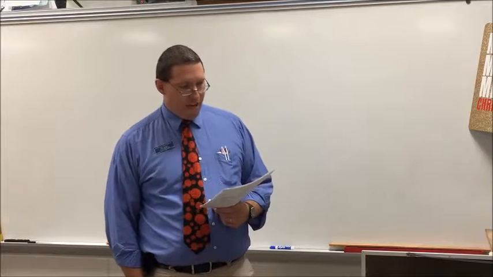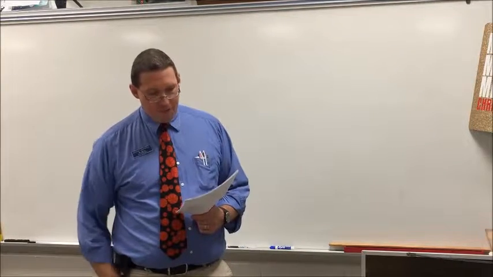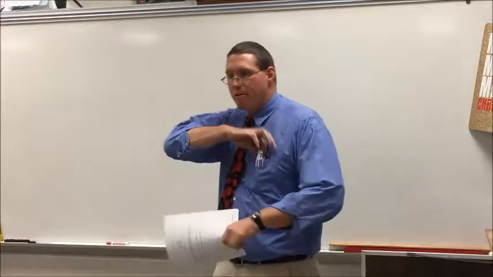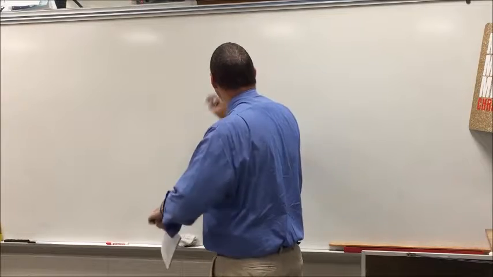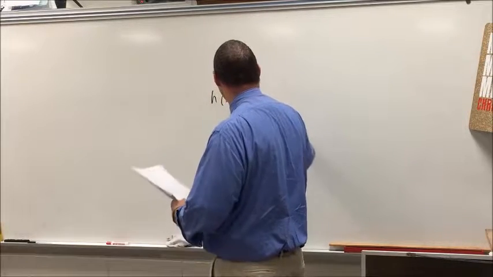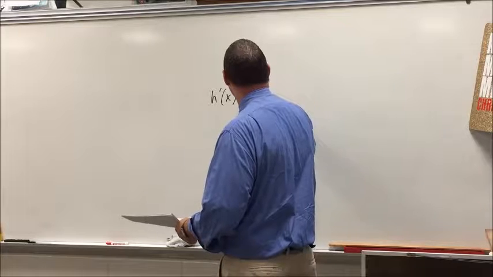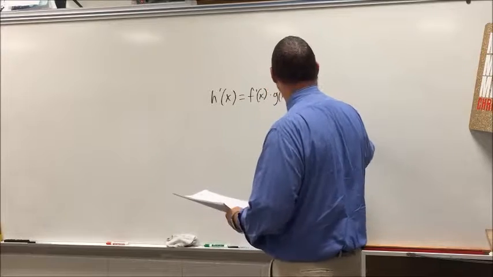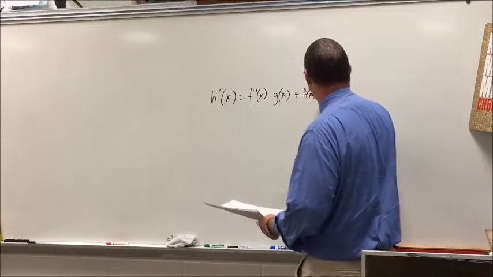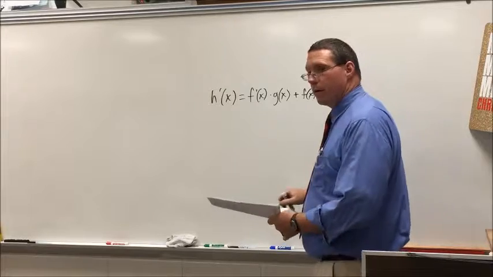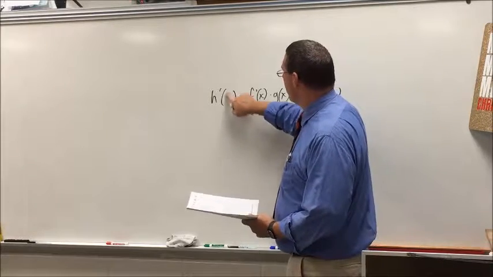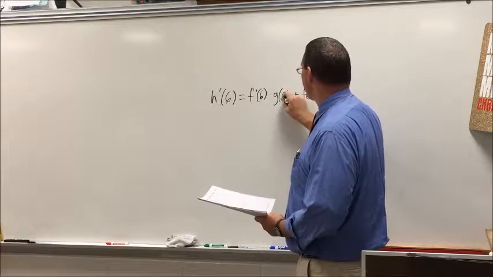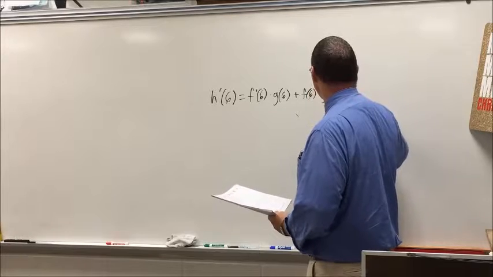The graphs of f and g are shown above. If h of x is f times g, then h prime of 6 is what? Do the product rule. So h prime of x is going to be equal to f prime of x times g of x plus f of x times g prime of x. So h prime of 6 is equal to f prime of 6 times g of 6 plus f of 6 times g prime of 6.